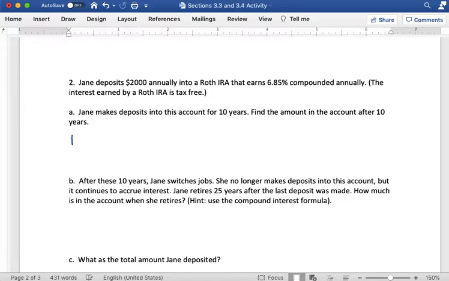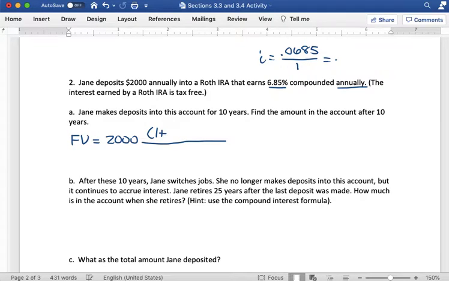So I'm going to have FV, future value, $2,000, and then my fraction here. So we're going to plug in. Now for this one, we have our 6.85 interest rate, and that's compounded annually. So for I, it's going to be 0.0685 divided by 1, since compounded annually means it only happens once a year, so that's just 0.0685. So that makes it a little bit easier. When it's compounded annually, there aren't quite so many buttons to push.